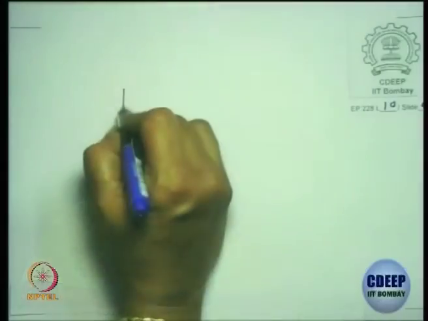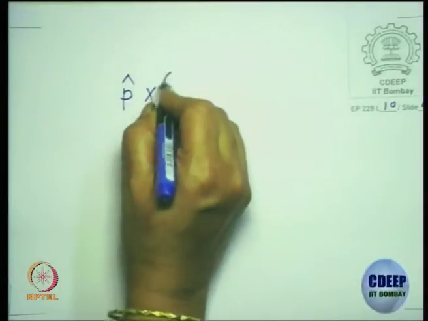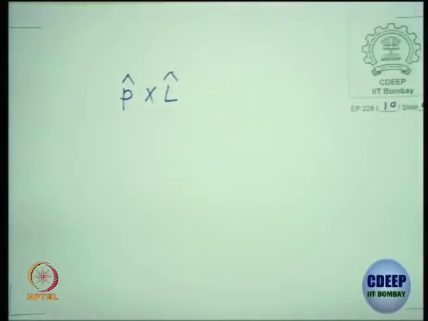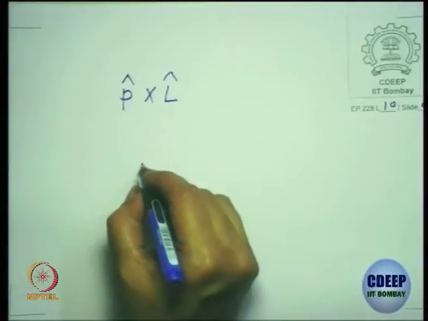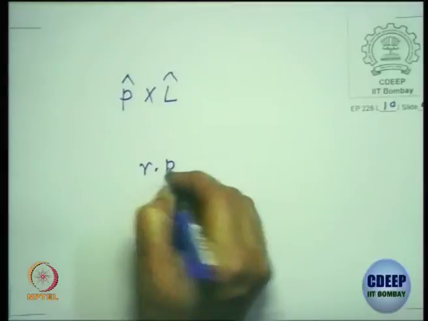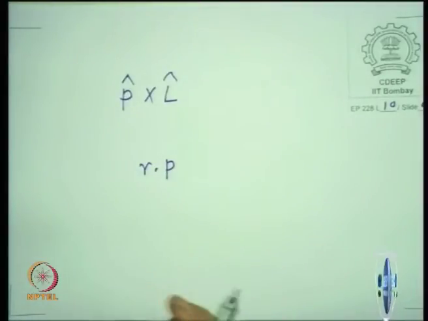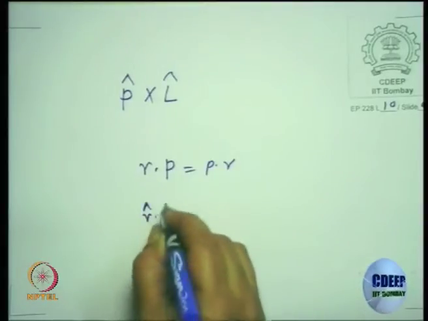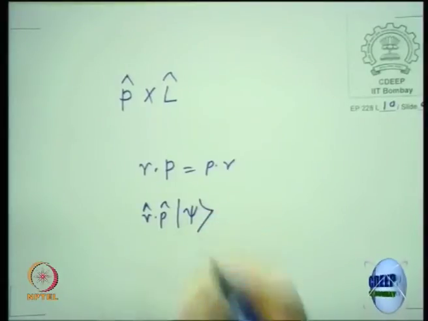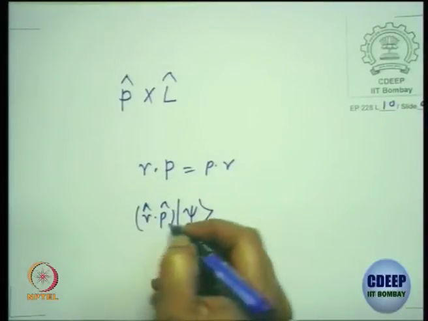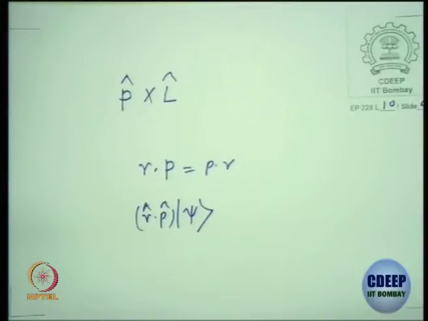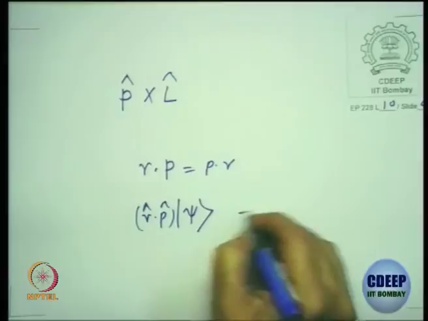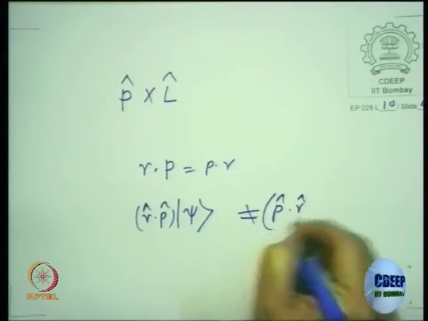Now, for example, you can have an operator like P cross L. You can also have something like R dot P. Classically, you are allowed to do this: R dot P is the same as P dot R. But quantum mechanically, R dot P operating on a state psi, is it the same? Do not take it as a unit vector, just R dot P. It is not the same as P dot R on psi.